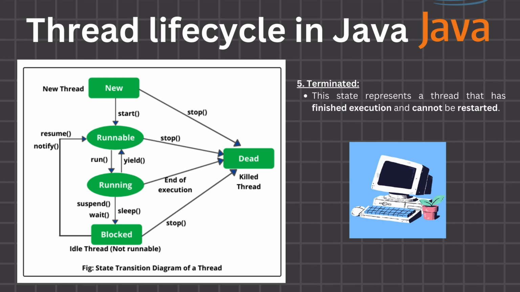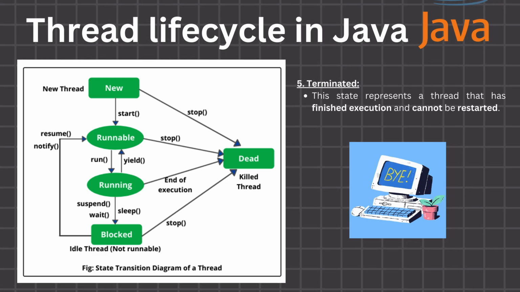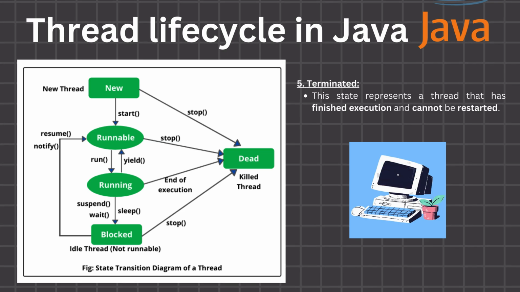Moving on to the next state in the thread lifecycle, which is the terminated state. In this state, a thread has finished its execution and can no longer be started or resumed. There are no methods associated with this state as it is considered the end of the thread's lifecycle.